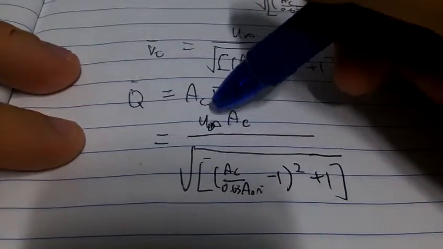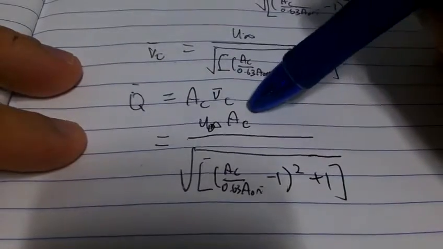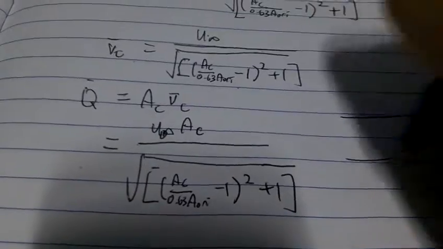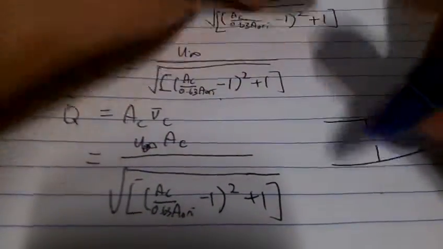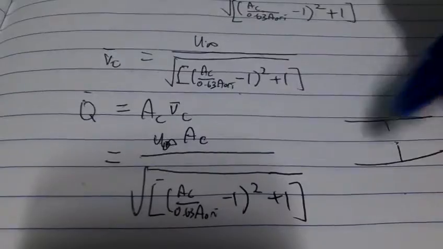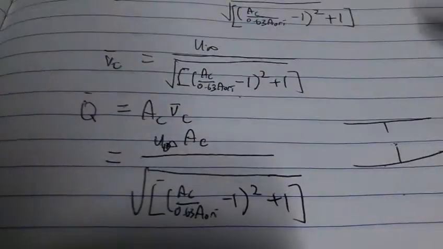We can see that, okay, if my area inside the pipe is bigger, if I enlarge this area, obviously the volumetric flow rate inside the pipe will be larger, right? And if the free stream velocity inside is bigger, obviously this will become bigger as well.